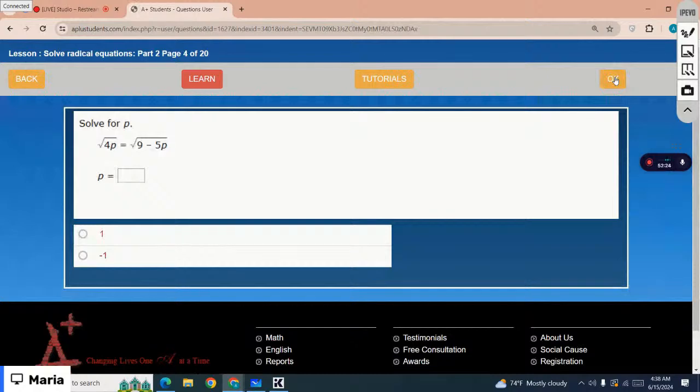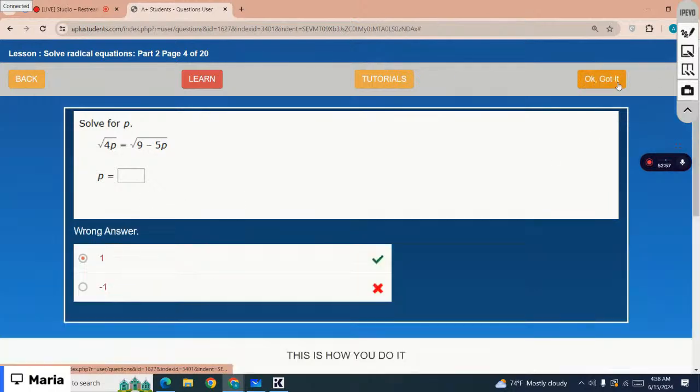Solve for p, which is the correct option? The correct option is -1. Option number 2 is the correct option. That is -1. I'm just guessing the answers actually. That is 1. The correct option is 1.